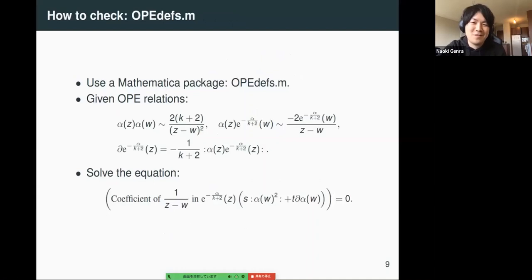This is a very simple case, but this is an introduction talk, so maybe it's good for some students or some people. So we have some OPE relations. First, alpha(z) alpha(w) is just the Heisenberg one.